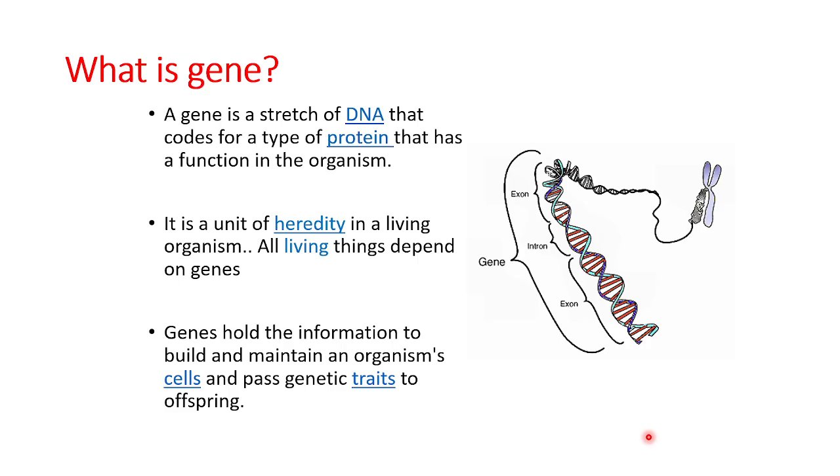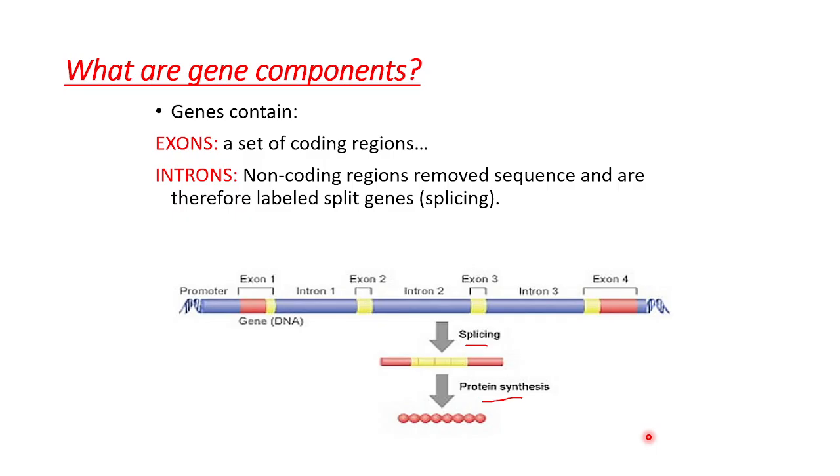So the message is converted in the form of a protein. It is expressed in a particular organism. There is expression of these proteins that revolves around carrying out different types of functions. What are the gene components? The gene components are exons, a set of coding regions, and introns, the non-coding regions, which are removed by splicing, and therefore these are labeled as split genes. So you have the exons, which are the coding regions, and the introns, which are the non-coding regions.